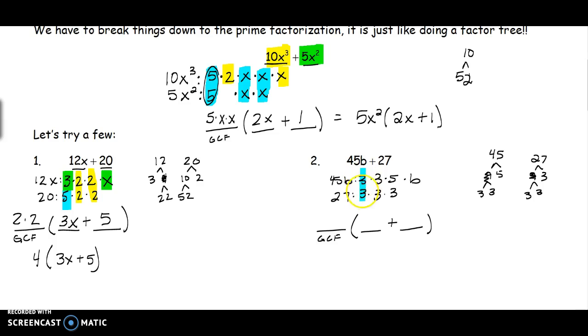So we have to take out pairs that we have in both of the terms. So anything that I just highlighted is our GCF, and we have to multiply it back together later. Our first term, what's not highlighted, is a 5 and a b, and our second term is a 3. So after we simplify, our GCF was 9, and you're left over with 5b plus 3.